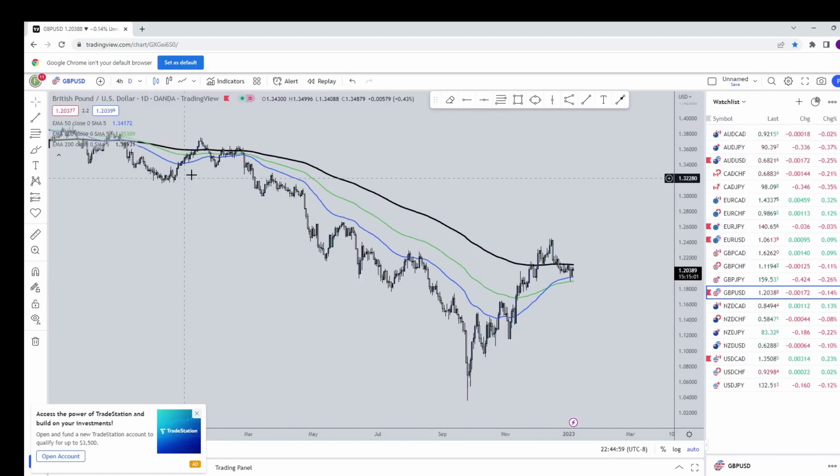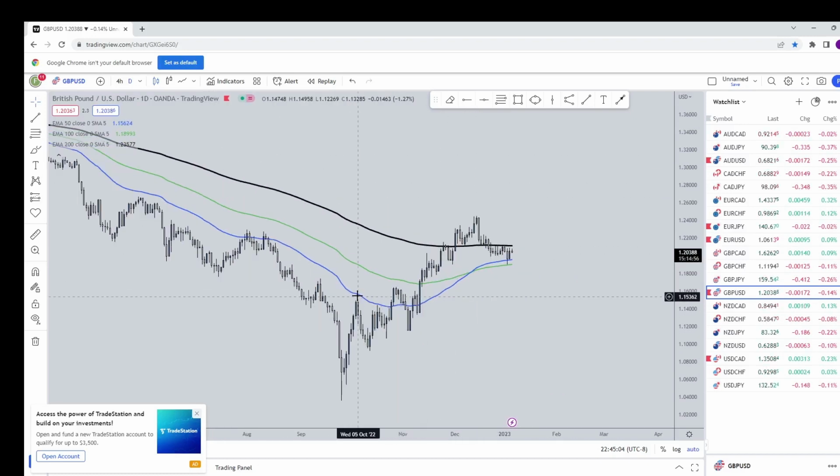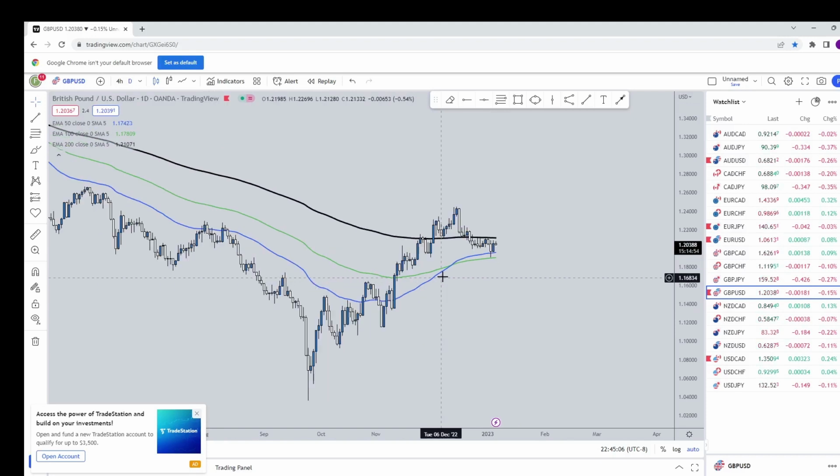So now that we've identified that this pair is moving in a downward slope, we have to see whether these EMAs are still pushing downward or if they're going to start to change direction. So as I mentioned earlier, the 200 EMA, this black one, is the dominant one, which means that as long as this one is above these two lines, the blue and the green, it's still going to be in a downtrend, right?